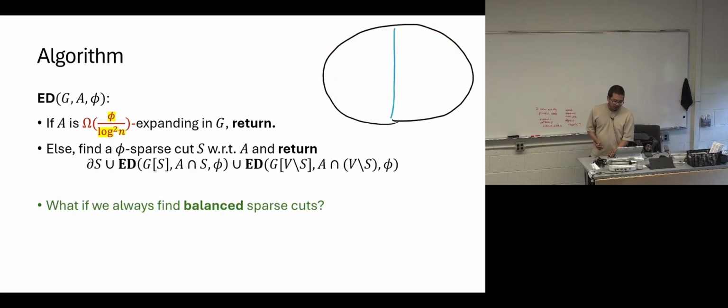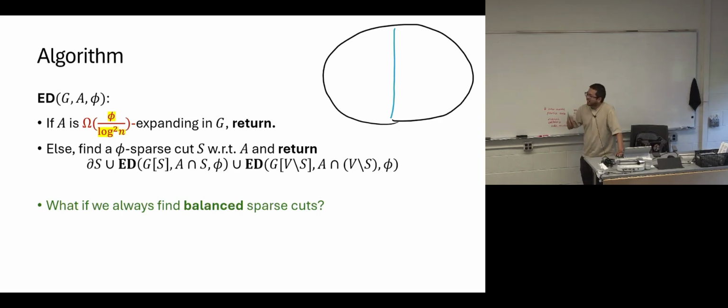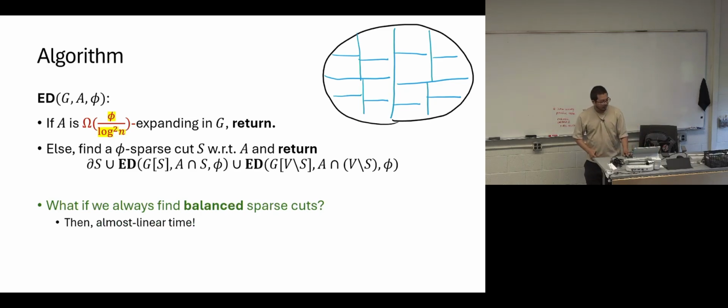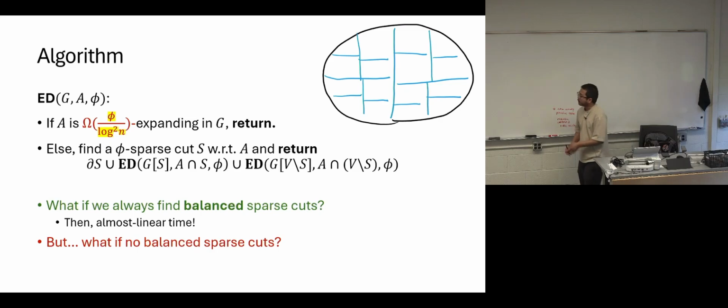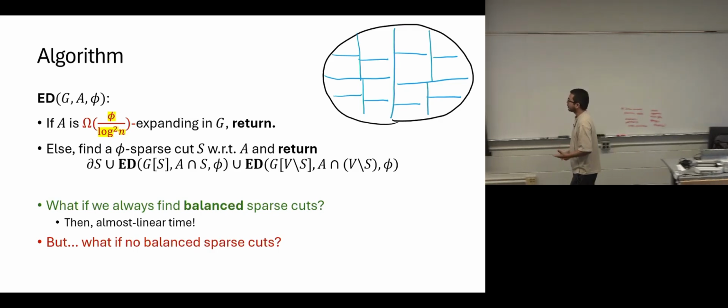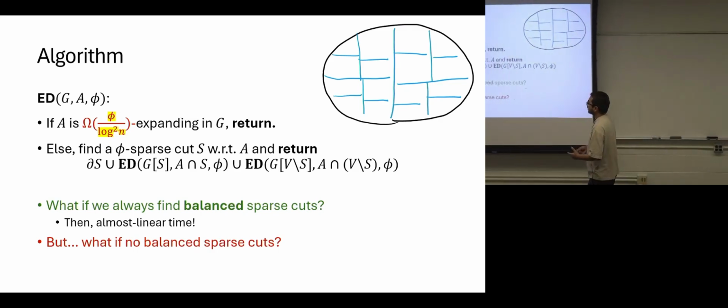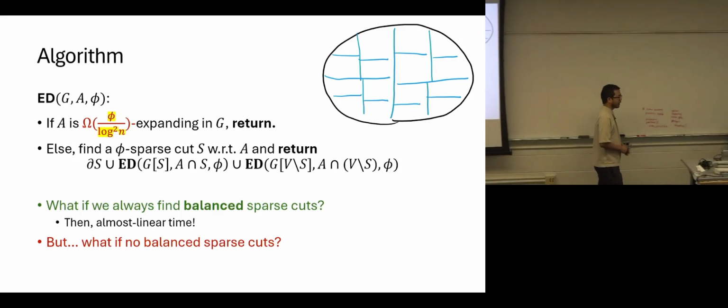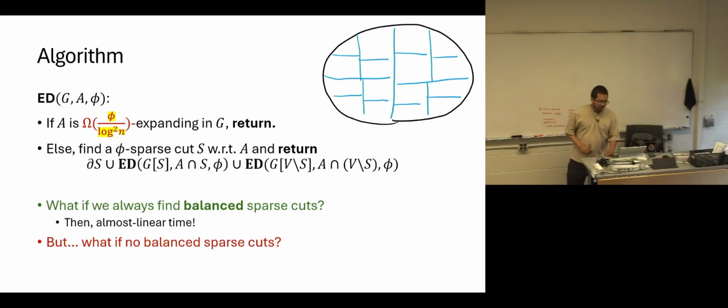On the other hand, if we know that somehow, luckily, the sparse cut is always balanced, then the recursion depth is good. If it's balanced like this, the recursion depth is log n. So now everything will be fast. Okay, and we got stuck. Here is the question: what if there is no balanced sparse cut, right? What if we cannot get to this case?